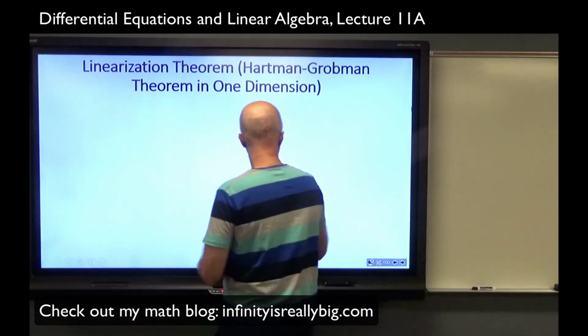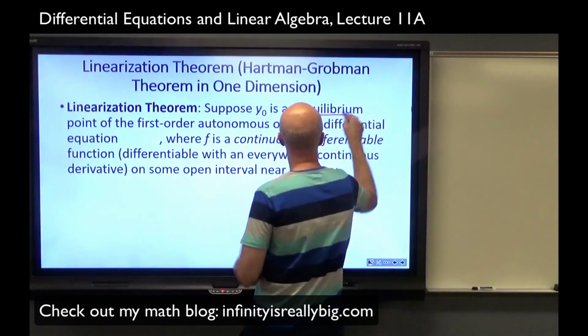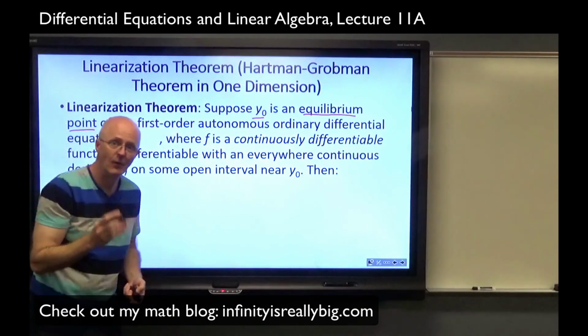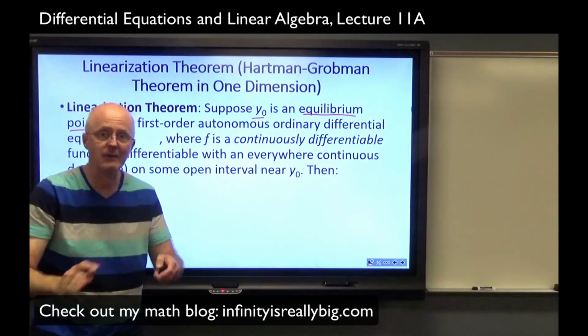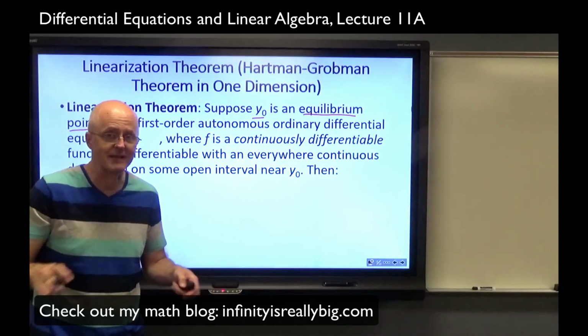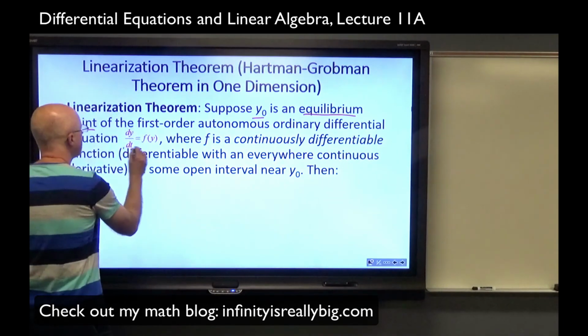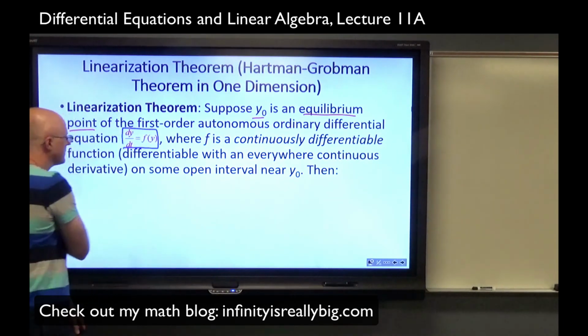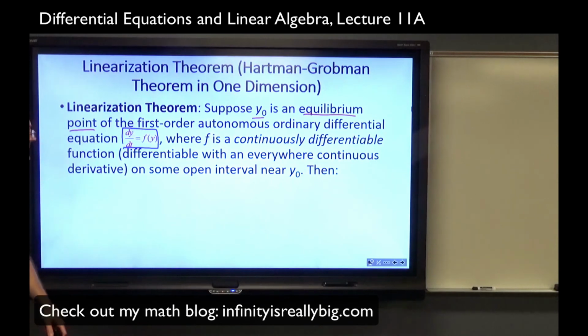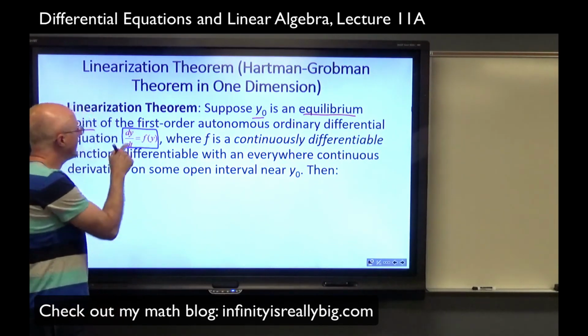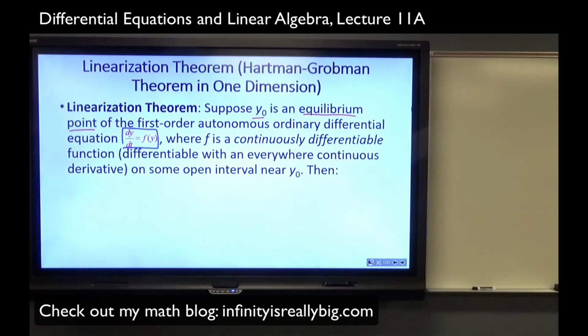Again, I emphasized last time, it's very important to realize you're assuming that y0 is an equilibrium point. If it's not an equilibrium point, don't use this theorem. It doesn't apply. For an autonomous ordinary differential equation of this form, dy dt equals f of y, that's a first order equation because it only involves the first derivative. It's autonomous because the right-hand side is independent of t. It only depends on the dependent variable y.